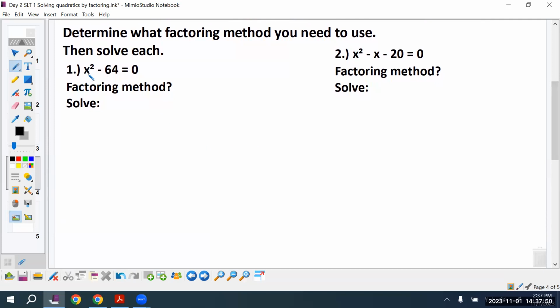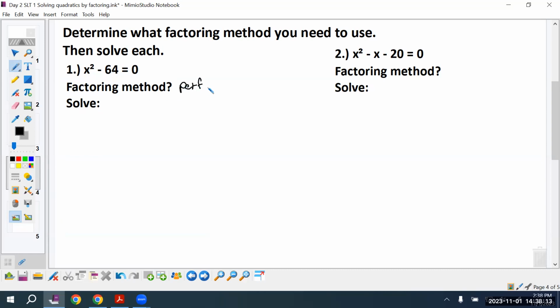So number 1, I see x squared minus 64. So I'm going to use that flow chart on the previous page. Is there a greatest common factor? No. Is it a binomial or a trinomial? There are 2 terms. It's a binomial. Is it the difference of perfect squares? Yes, it's subtraction. 64 and x squared are both perfect squares.